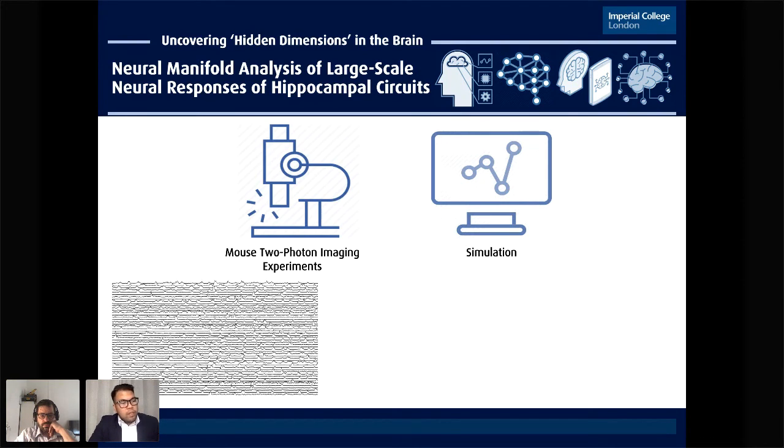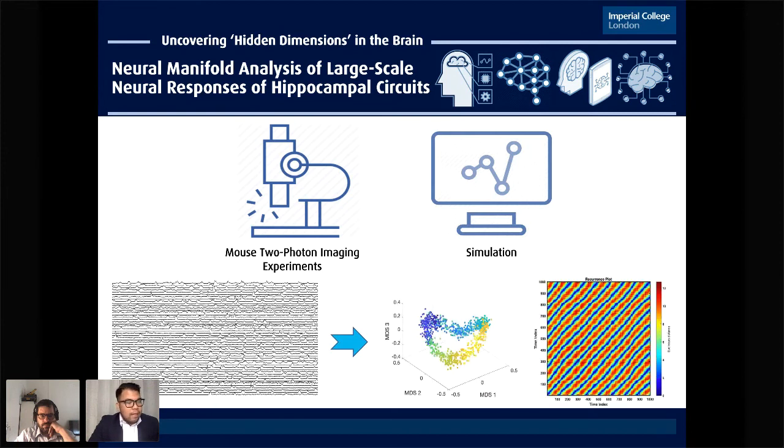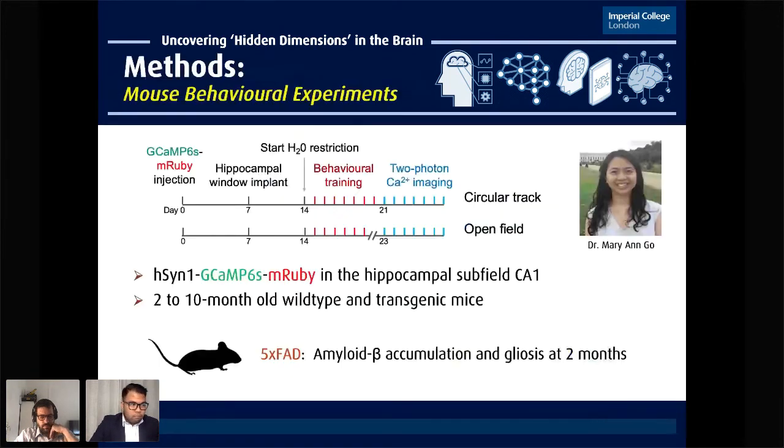And in both experiments, what we want to do is to perform dimensionality reduction on the recorded and simulated data to learn and uncover intrinsic structures lying in the data. We then performed recurrence analysis on the transformed data to observe how dynamical system properties change over time.